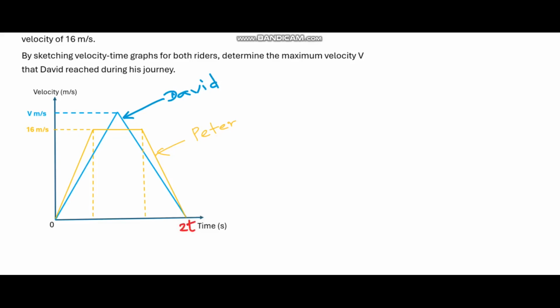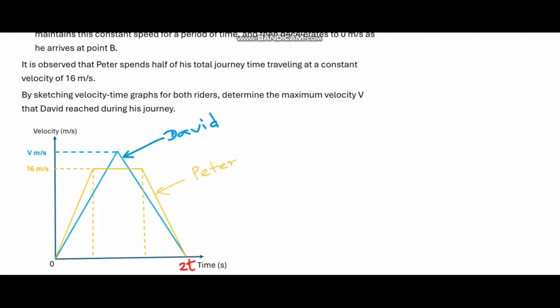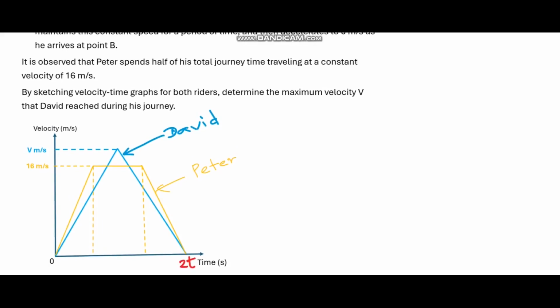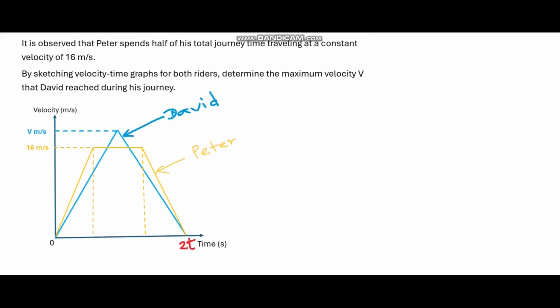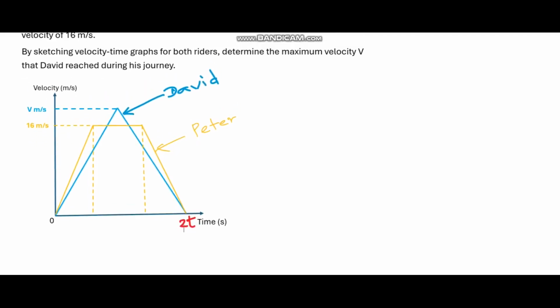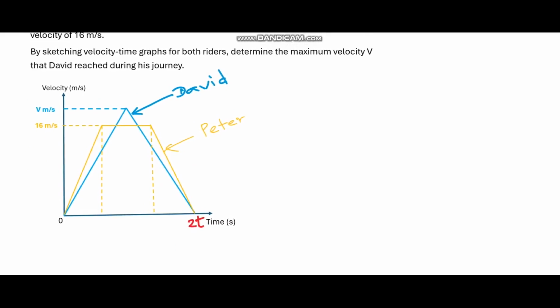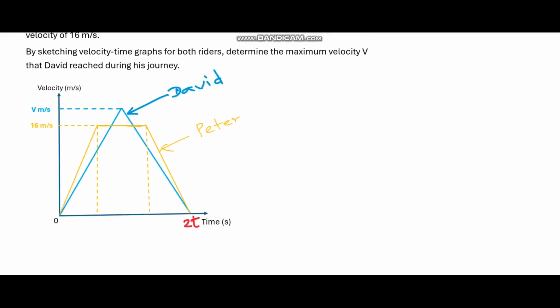because it says that it is observed that Peter spends half of his total journey time traveling at constant speed. So this is when he travels at constant speed. Therefore, if the total journey time is 2t, this is t. Okay, now we have put all the information given in the velocity time graphs for both riders.